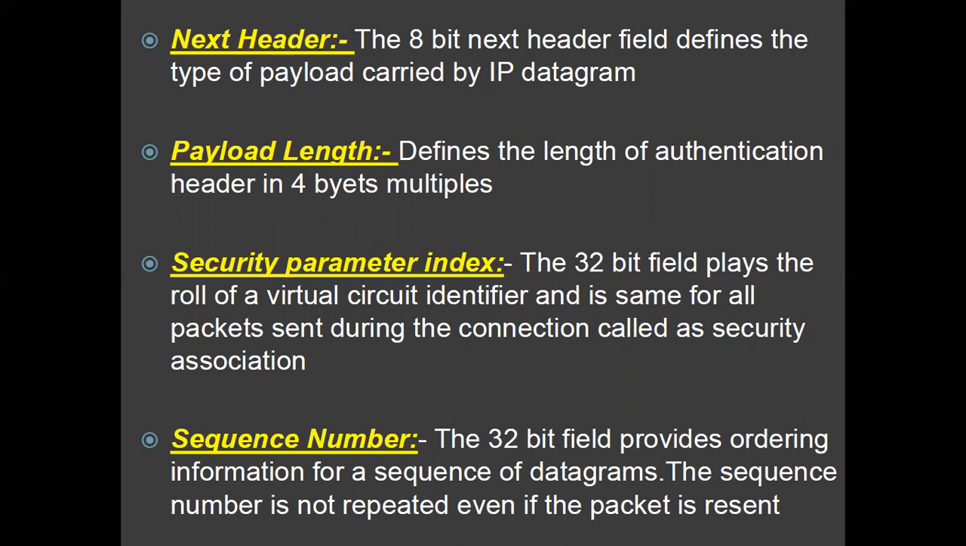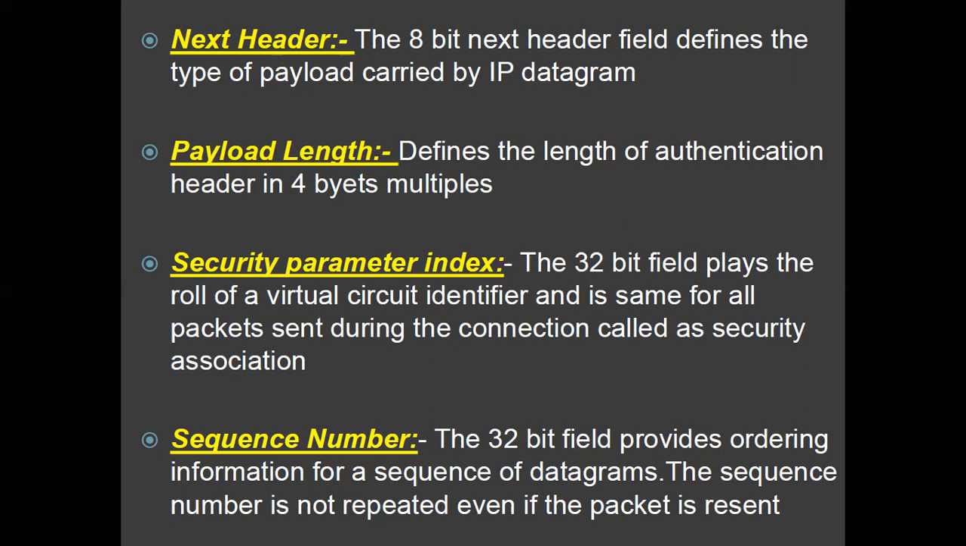Then we have the sequence number. Again, this is a 32-bit field which provides the ordering information for the sequence of datagrams. To arrange the datagrams or packets at the receiver side in sequence, we can use this sequence number. Here the sequence number prevents replay. We have to remember that the sequence number is not repeated even if the packet is retransmitted. A new sequence number is always to be used.